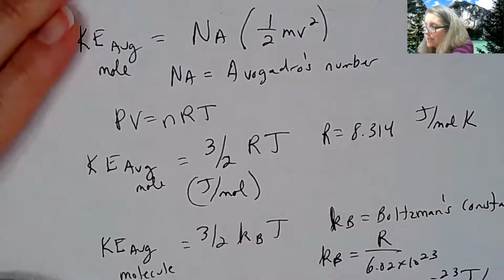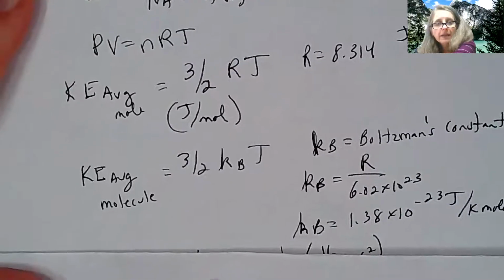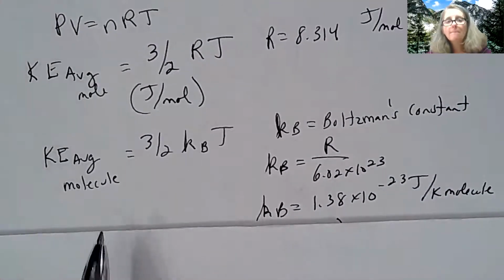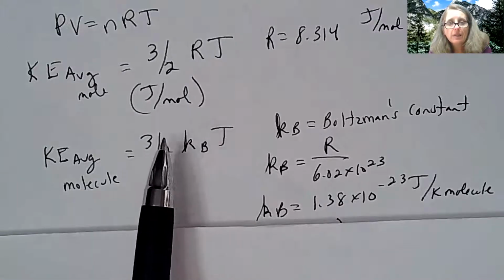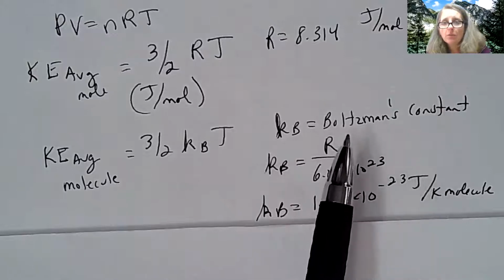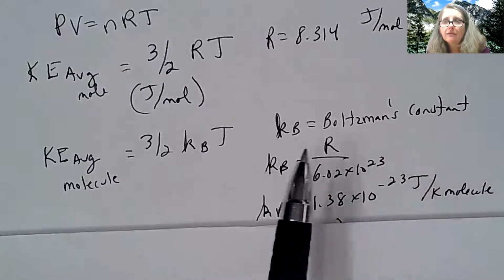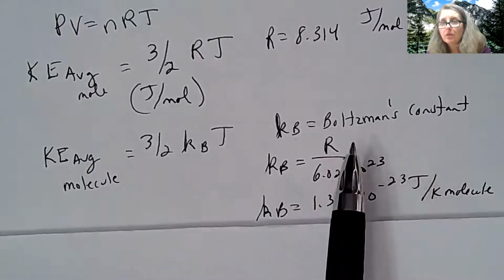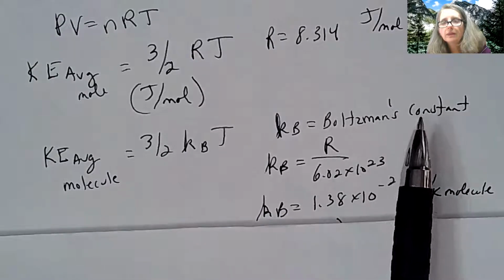I could also break it down into something called the kinetic energy of average per molecule. So I could take 3/2 kB times temperature. kB is something called the Boltzmann constant, and if you've had some physics before, you might have heard of Boltzmann, and we will talk about the Boltzmann distribution in a little bit.